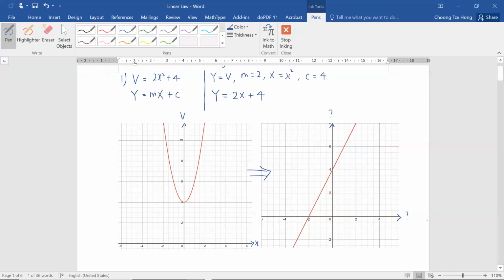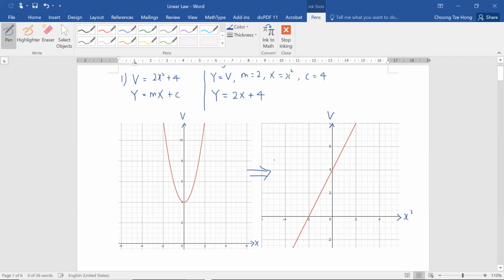But what was the adjustment that we made? Since now it is big Y equals 2 big X plus 4, this will be big Y, and this will be big X. What did we let big Y be? Big Y is v, correct. So over here is v. We replace back with the variables in the original question. And how about big X? Big X was x squared. So over here was x squared.